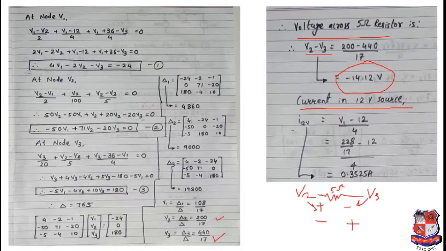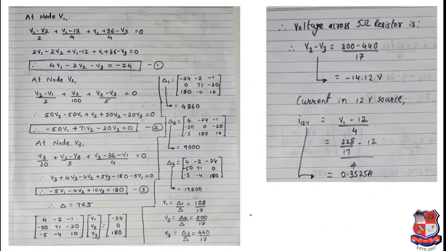Next, the question that was asked is the current in the 12 volt source. The current in the 12 volt source is (V1 minus 12) divided by 4. So you will get this much as the value, 0.3525. Now I would suggest that you solve this numerical on your own again and check where you make the mistake, because mistakes will make you better and you will be able to achieve correct answers during the actual examination.